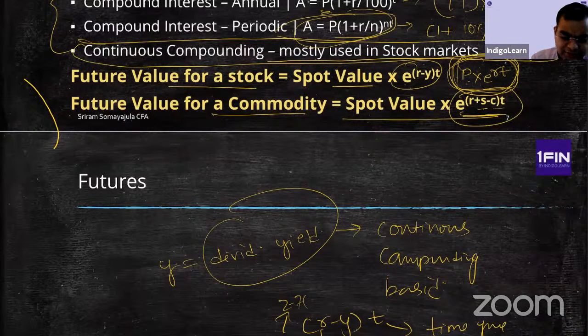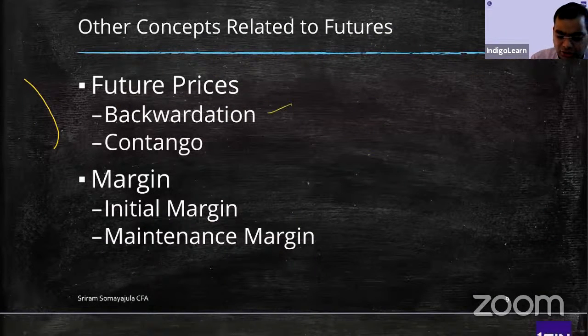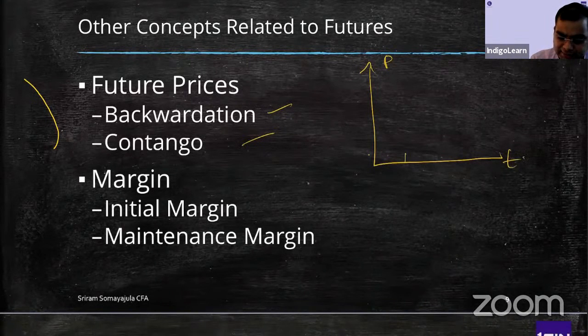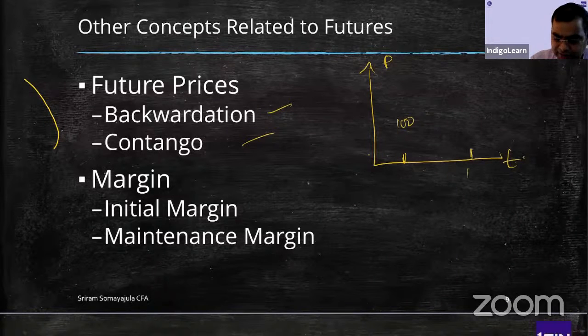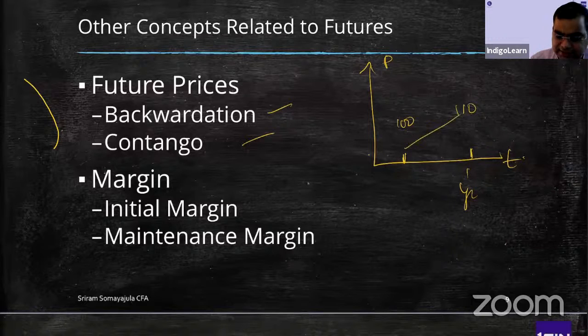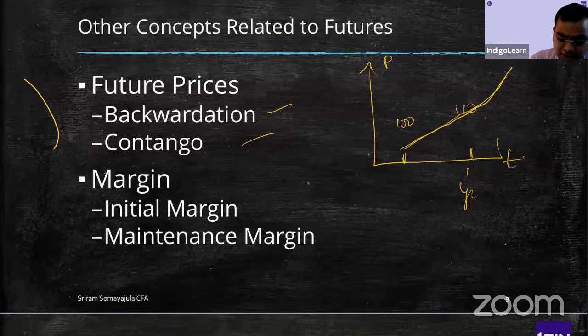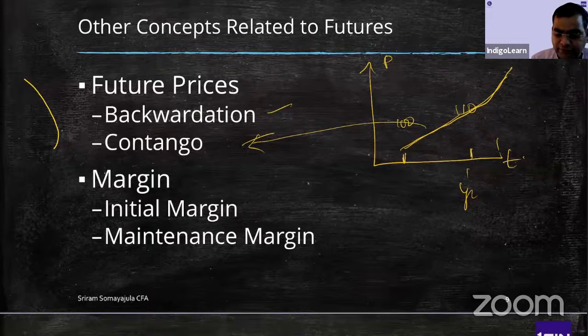Now moving on. What are the other concepts related to futures? Backwardation and contango. If you look at today's price, let us say this is price and this is time. Today, let us say the price is 100 rupees. Based on time value of money, after 1 year, the price, let us say, is 110 rupees. After 2 years, let's say the price goes up further. So future prices are always trending upwards. This process is called contango. That is, markets are said to be in contango when future prices are higher than spot prices.